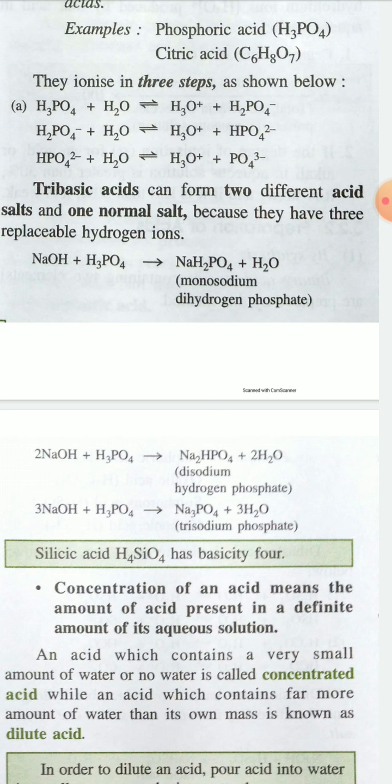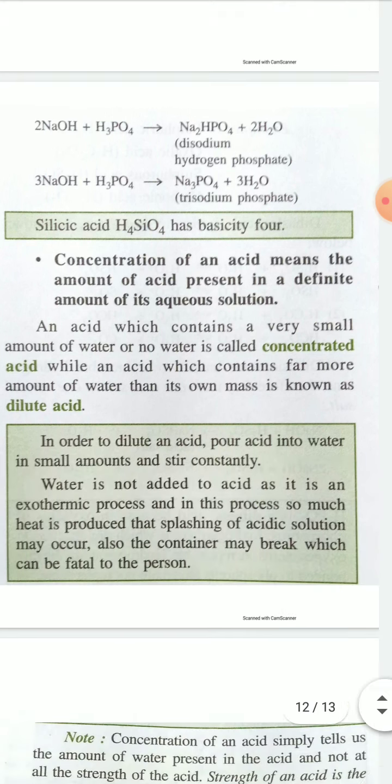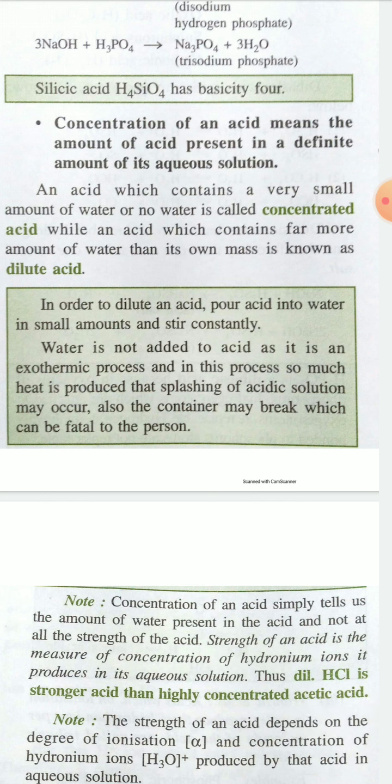Okay. Now, concentration of an acid. What is meant by concentration of an acid? Concentration of an acid means the amount of acid present in a definite amount of its aqueous solution. An acid which contains a very small amount of water or no water is called a concentrated acid, while an acid which contains more water is a dilute solution.